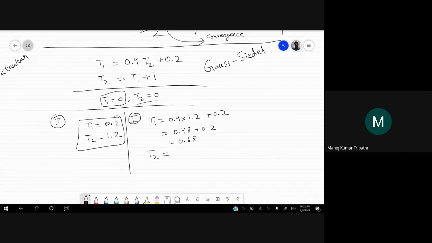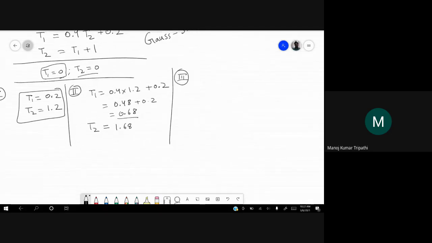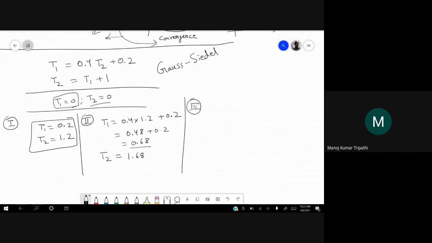And then we use this updated value 0.68 in the second equation, T2 equal to T1 plus 1, and we get T2 equal to 1.68. Then similarly, you can imagine what will happen in the third iteration and so on. So you can see what this looks like.